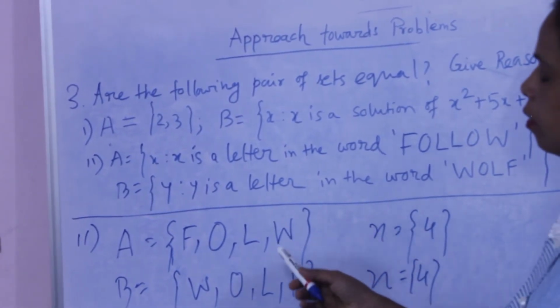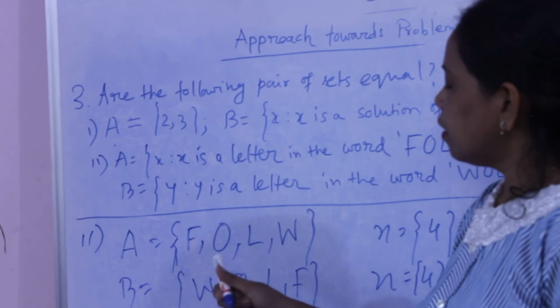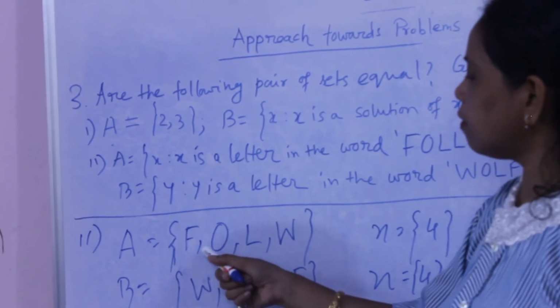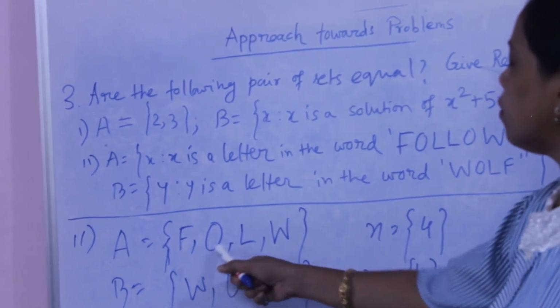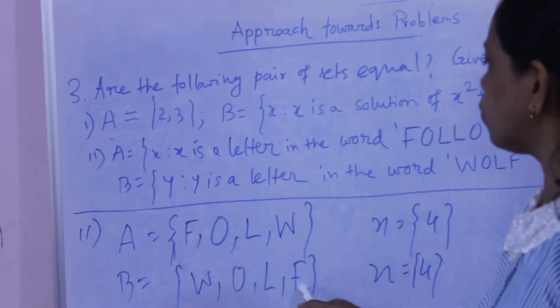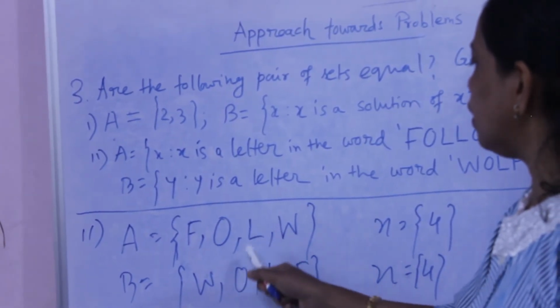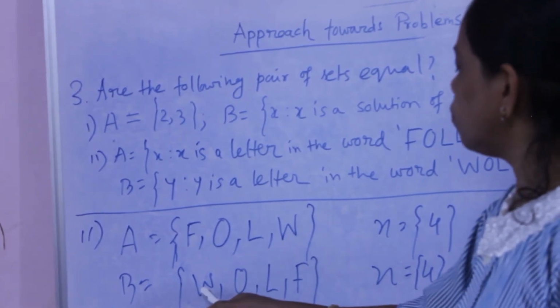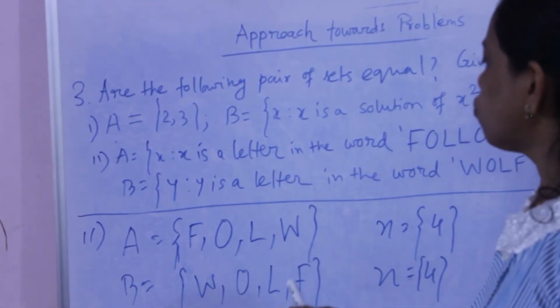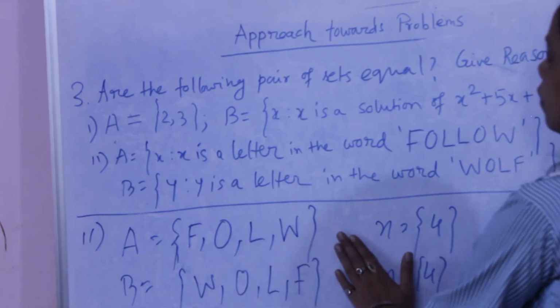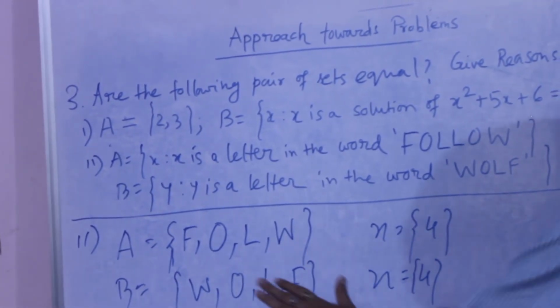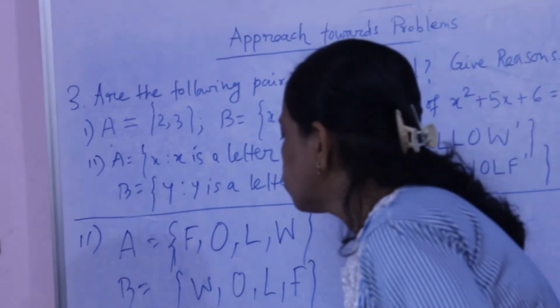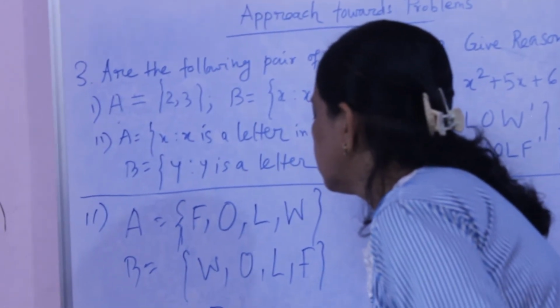So in both cases the letters in the words are different, but the number of elements is the same. That is, F is here, F is here, O is here, O is here, L here, L is also here, W is also present here. So both sets contain the same elements. So both sets are the same. So A equals B.